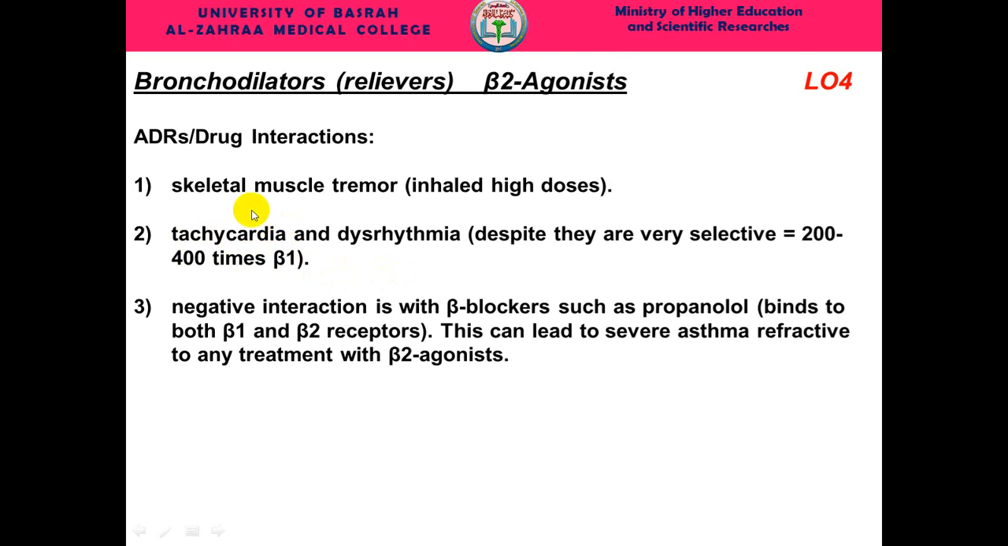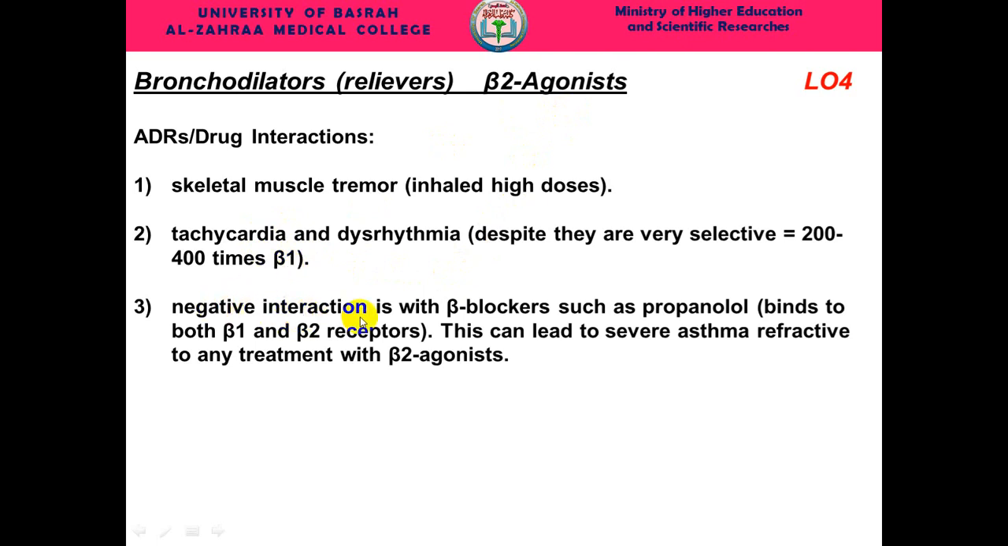Again, tachycardia is a common side effect, and dysrhythmia; sometimes there is a disturbance in the cardiac rhythm. We call it dysrhythmia. And despite the fact they are very selective, that is 20 to 400 times more selective than the beta-1 receptors that are present in the heart, however, beta-2 agonists in high doses can cause dysrhythmia.